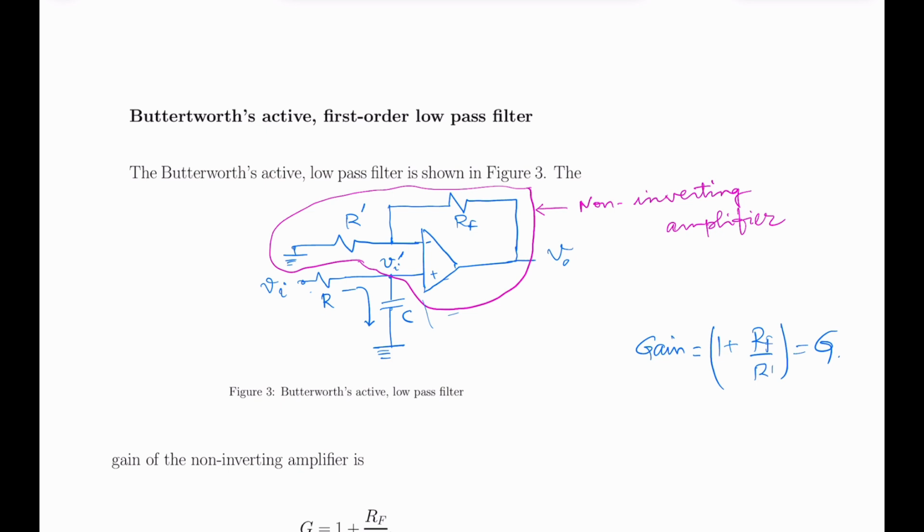Here we have a resistor and a capacitor in series, and from this junction the input is given to the non-inverting terminal of the op amp. The applied signal Vi is applied here at one end of R. The potential at this point, which is connected to the non-inverting input of the op amp, is Vi dash. So we have the gain of the non-inverting amplifier is 1 plus Rf upon R dash. This I write as G.